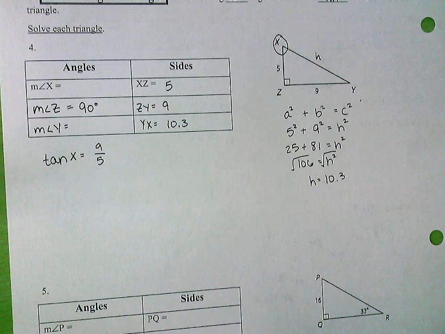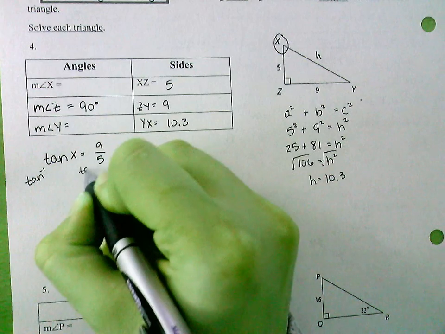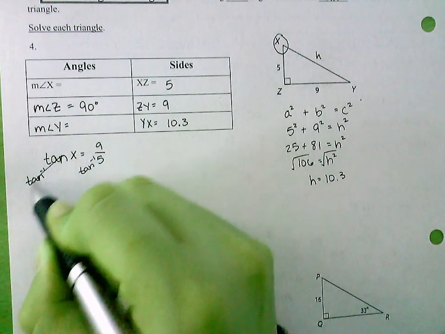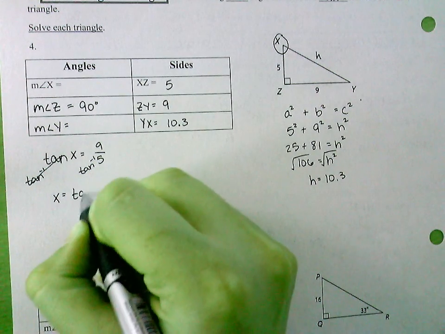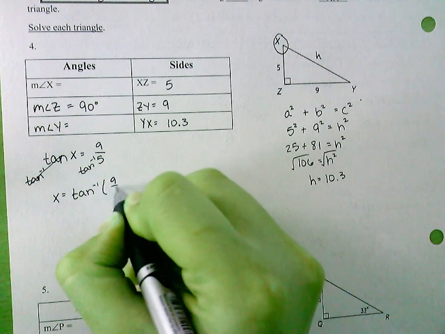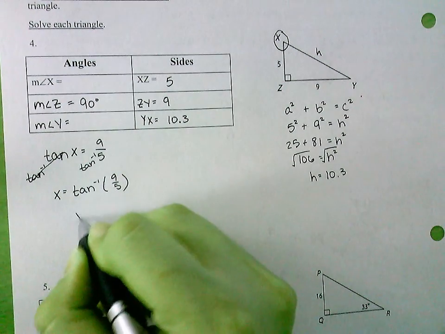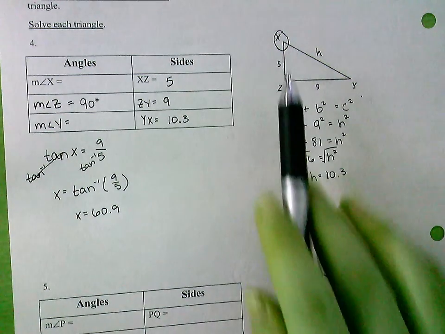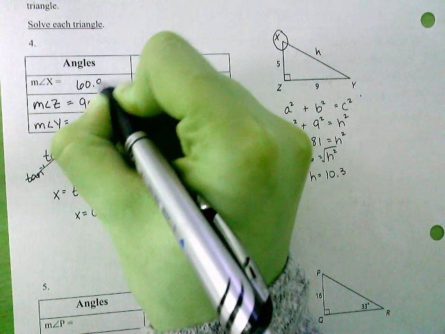Okay, again, if I'm solving for an angle, you need to take the inverse. So I'm going to take the inverse of both sides so that they cancel over here. And x will equal the tangent inverse of 9 over 5. And it is 60.9. Okay, so the measure of angle X, we can write in our table here as 60.9 degrees.